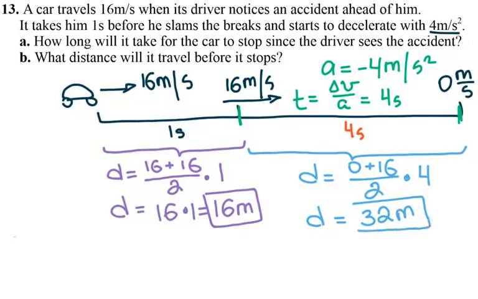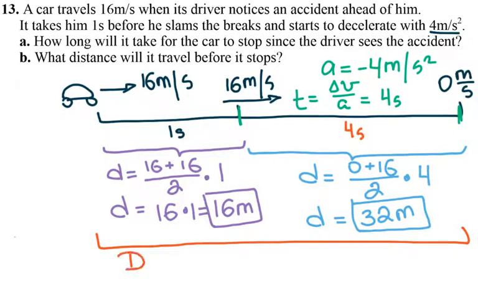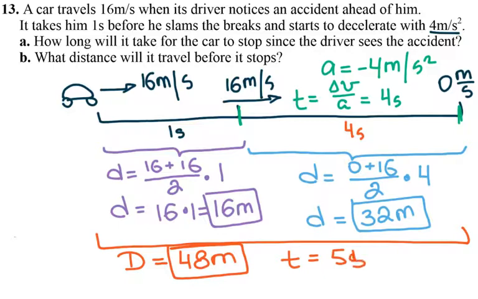The question is, what is the distance he traveled before he stopped since the moment that he saw an accident? So the total distance he traveled is 16 plus 32. He traveled 48 meters since the moment he saw the accident to the moment he stopped. And the time it took him: 1 second for the first moment before he reacted, and then 4 seconds afterwards. So that is 5 seconds.